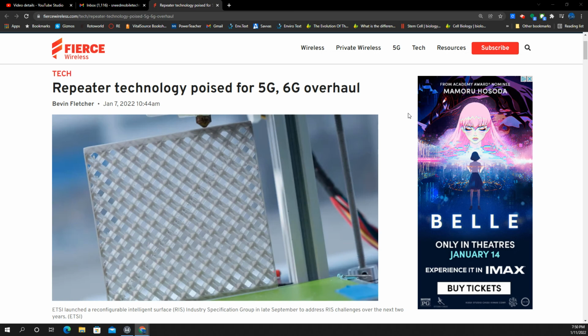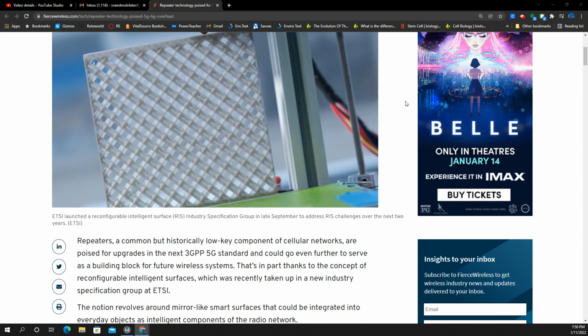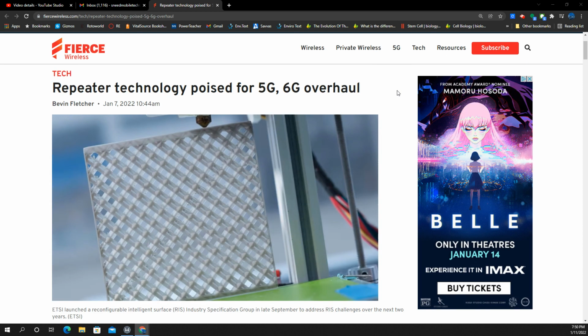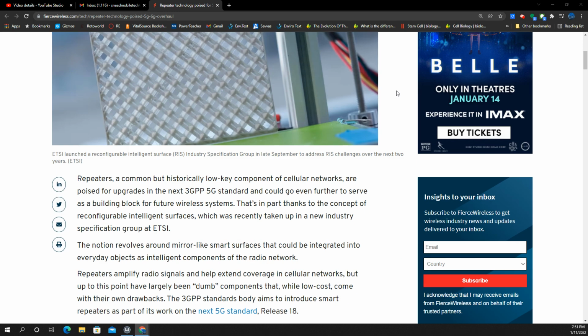We have a major technology coming to market here in repeaters, poised to make 5G and 6G great. All right. So obviously, we know the limitations of the millimeter wave spectrum. Super high frequency needs a boost in order to really have some kind of reach. This could be what we're looking for here.